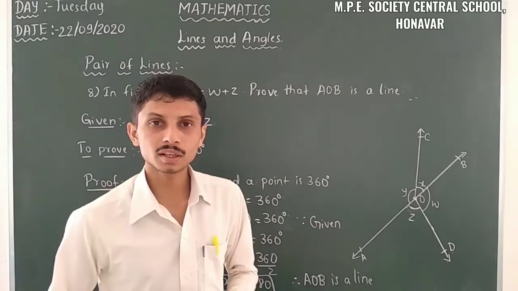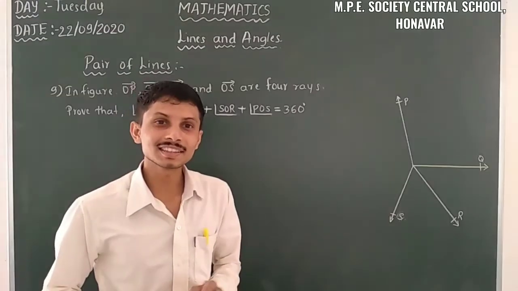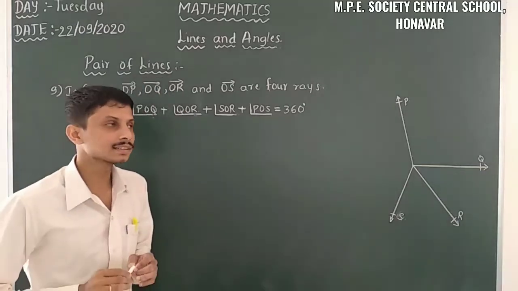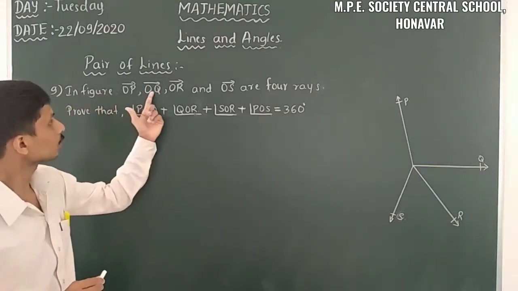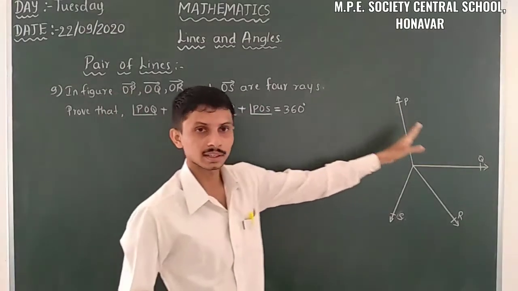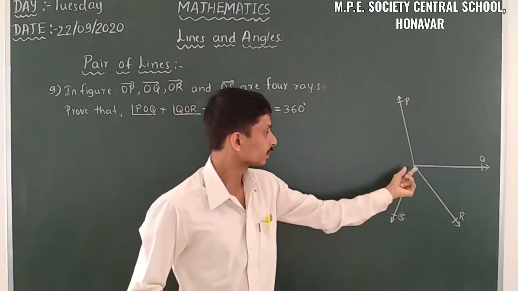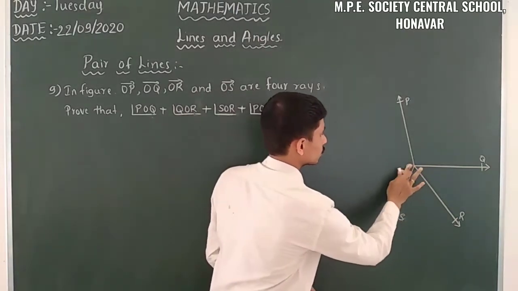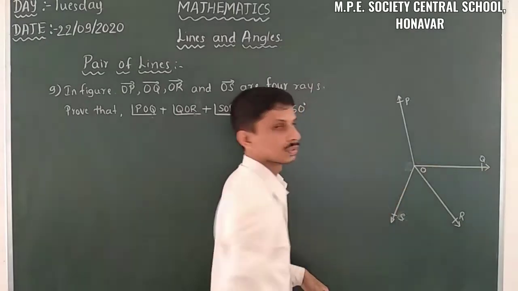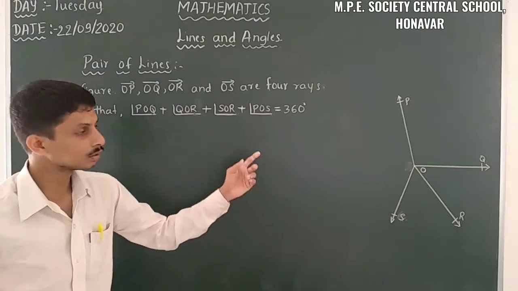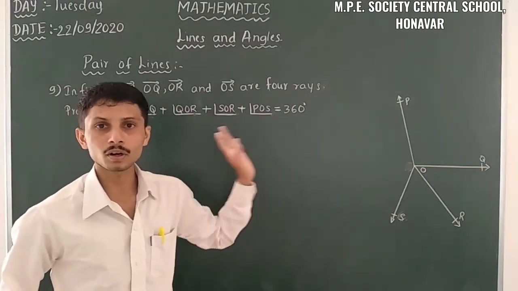So let us move on to the next problem. This is the last problem of this topic. The problem tells us that in the figure OP, OQ, OR and OS are 4 rays. So here there are 4 rays, and they start from a point O. Here I will take O as the intersecting point, or the starting point for all the rays, the end point for all the rays.